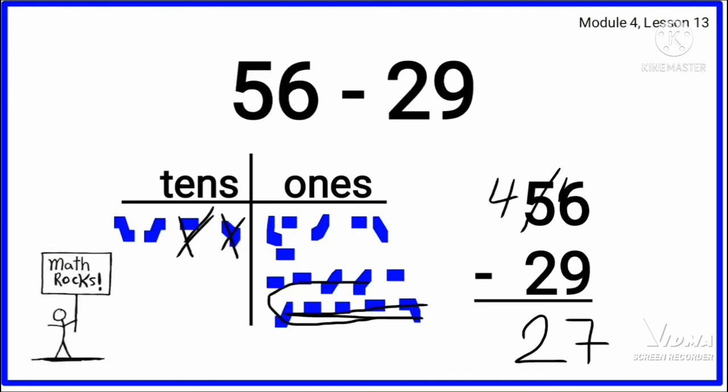Here's another example. 56 minus 29. In the vertical method, you see it on the right hand side. I have to draw chips and decompose a 10 so that I can remove 9 from 16 ones. And when I remove 9 from 16 ones, I have 7 ones. And I now remove 2 tens from 4 tens. I have 2 tens left. My answer is 27. So I drew both the chips and you also use the vertical method. I hope you can solve that for me.